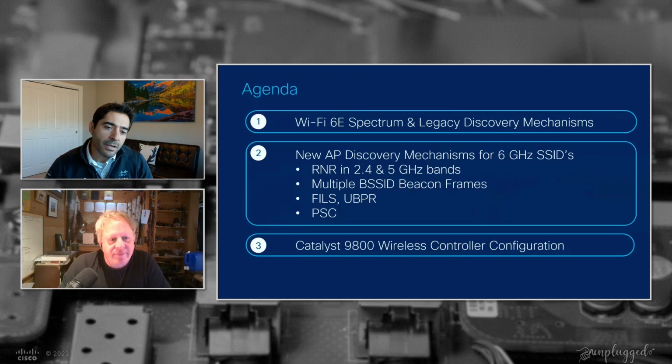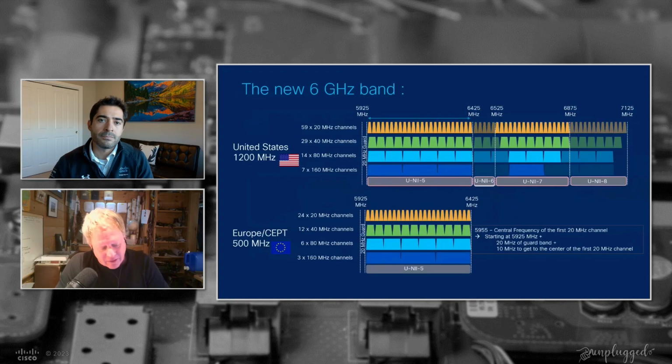My first question to you, Dan, is why do we even need these changes or updates in the first place? Why can't we use the 802.11 protocols we have today? Maybe you can help us better understand this. Yeah, great question, Alfredo. So the 6 gigahertz band or spectrum adds a lot more channels.